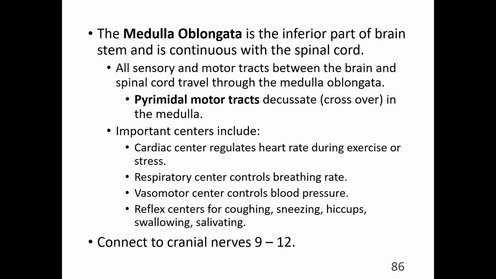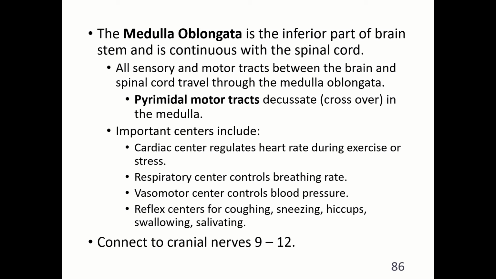The medulla oblongata is the inferior part of the brain stem and is continuous with the spinal cord. All sensory and motor tracts between the brain and spinal cord travel through the medulla oblongata. The large tracts that we have seen in previous slides that decussate or cross over in the medulla are called pyramidal motor tracts. They are very large motor tracts that are, you guessed it, pyramid shaped.